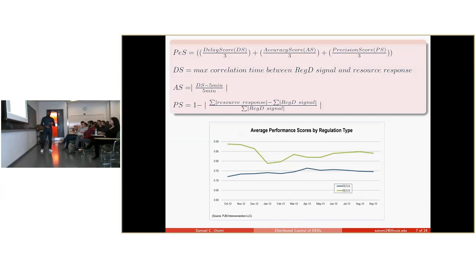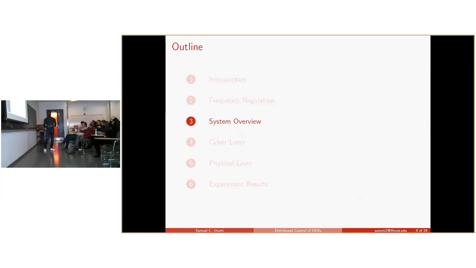Here you just have a graph that shows the average performance score of both the regulation A and the regulation D signal. The regulation A signal is mainly for traditional regulation units, while the Reg D signal is for fast response units. As you can see here, the regulation D signal has a higher performance, mainly because the Reg D units have a faster response as opposed to the traditional regulation units.